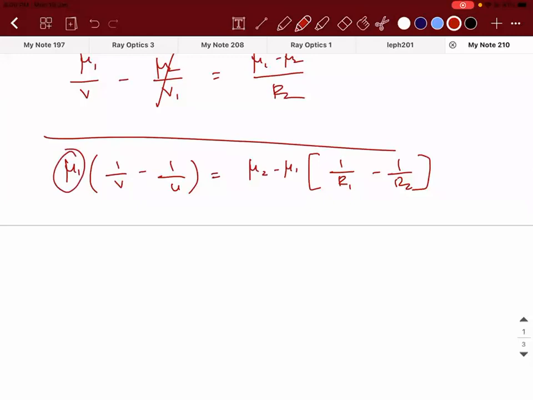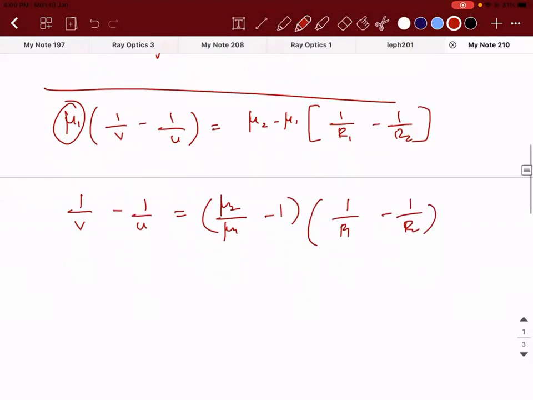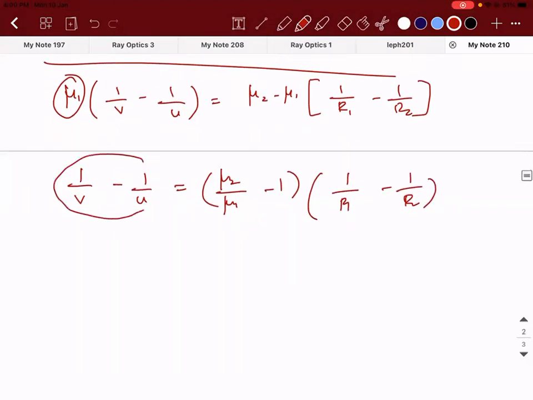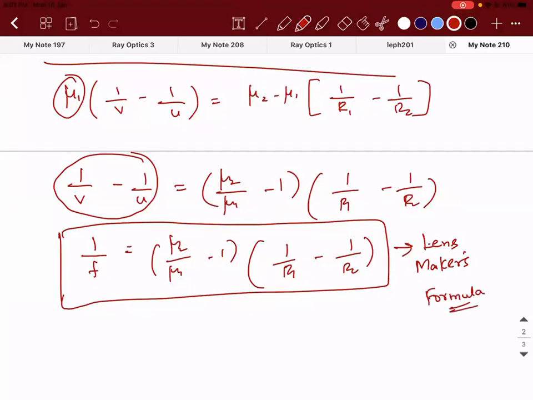Okay. Taking mu1 to the other side, you will get 1 by v minus 1 by u is equal to mu2 divided by mu1 minus 1 into 1 by r1 minus 1 by r2. Listen to this carefully. 1 by v minus 1 by u according to the lens is 1 by f, is equal to mu2 divided by mu1 minus 1 into 1 by r1 minus 1 by r2. And there is a name for this formula, which we call the lens maker's formula. Okay. So have this in your minds.